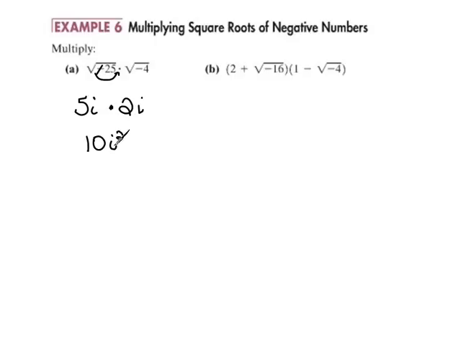But now we can never ever leave i squared because we know what that is. That is technically a negative 1. So 10 times negative 1 would be negative 10. This is what it simplifies to.